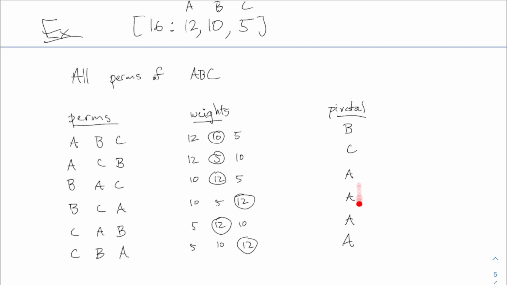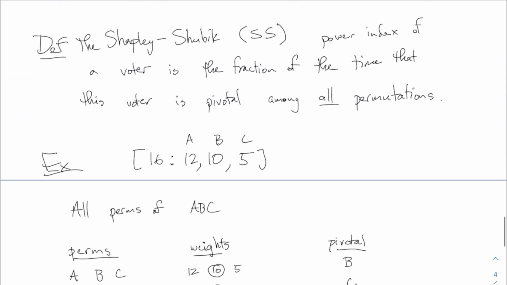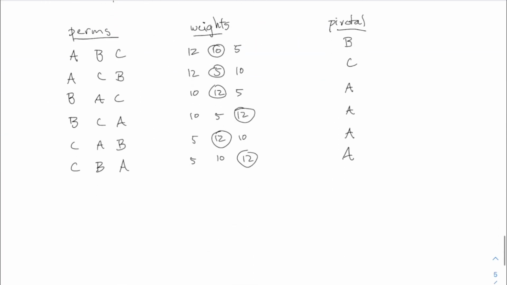You see that A is capable of being pivotal 4 times, whereas the other 2 are capable of being pivotal only once. We're basically done with the work at this point, but I said in the definition here, the power index, the Shapley Shubik, is the fraction of the time that this voter is pivotal. So my final answer here is A is pivotal 4 out of 6 times, B 1 out of 6, C 1 out of 6. And that's my final answer.